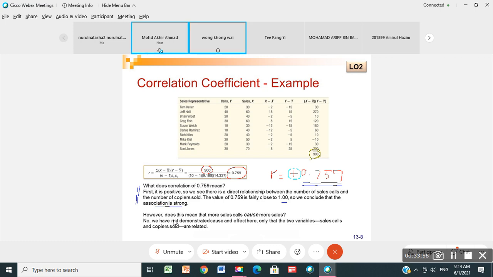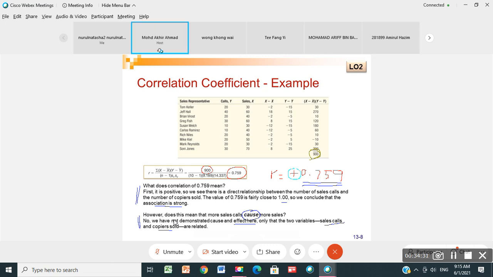Okay, now try to read the one below. However, does this mean that more sales calls cause more sales? No, we have not demonstrated cause and effect here. Only that the two variables, sales calls and copiers sold, are related. So that means whether there is cause or not. Does the number of calls cause copiers sold? So the answer is no.